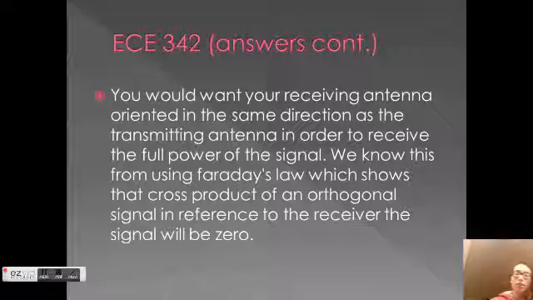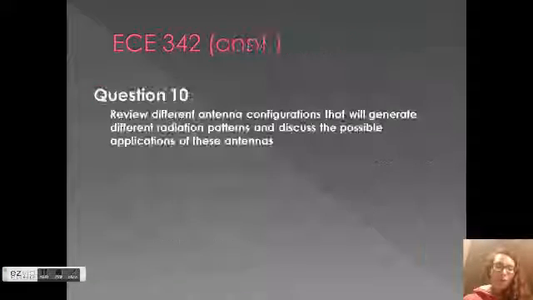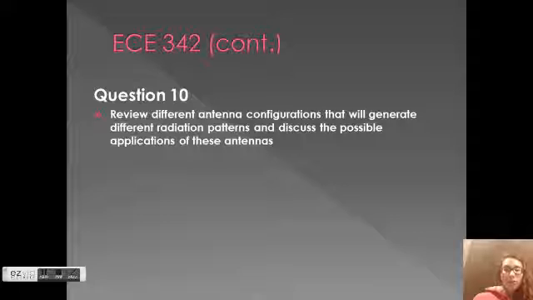And I said you would want to align them in the same direction because in order for the antenna to receive the full power of the signal, we know it has to be completely aligned. And we know this from Faraday's law because it has to take the two cross products of it, and the cross product of an orthogonal signal in reference to the receiver would just be 0. So obviously we would want it oriented in the same direction in order to get that full power.